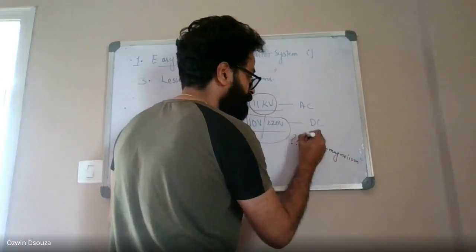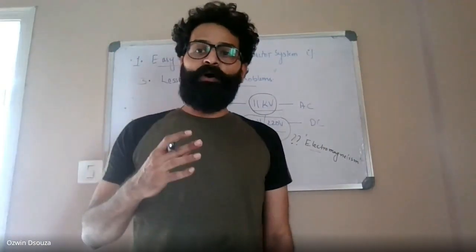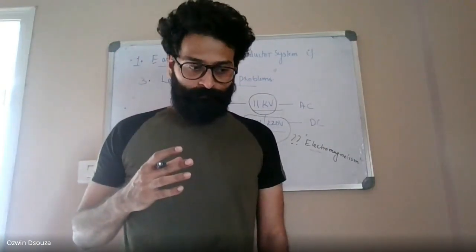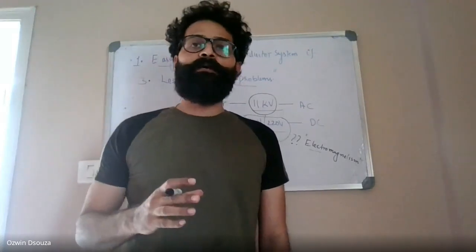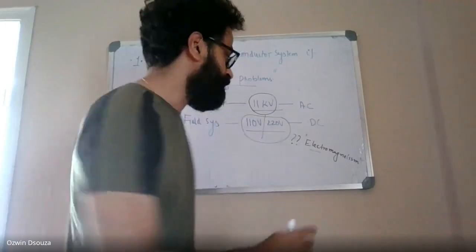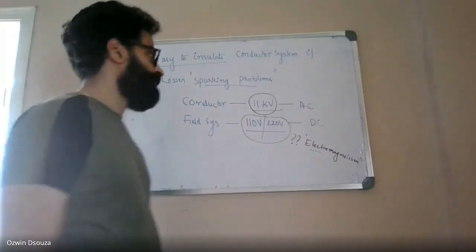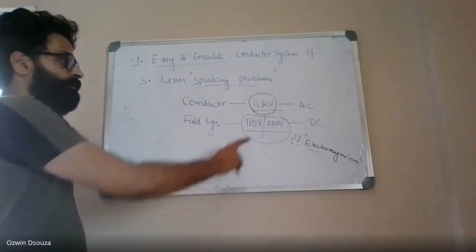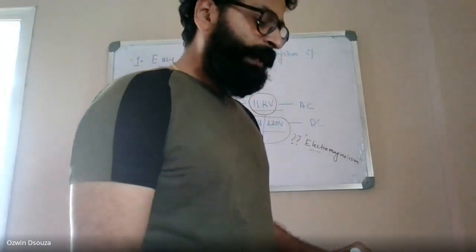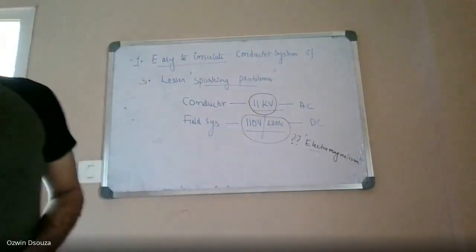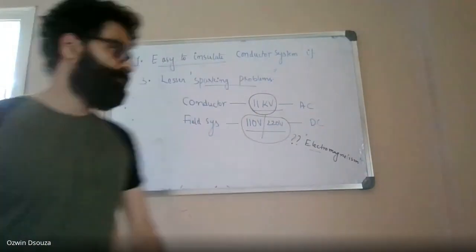Electromagnetism. Because the field system you are using is not made up of permanent magnets. It is made up of electromagnets. So electromagnets require electricity. That is the reason why DC is injected. Now, this is at 11 kilovolt and this is at 110 volt or 220 volt. It's a very well-known fact that the higher the voltage level, the greater the sparking problem, right?